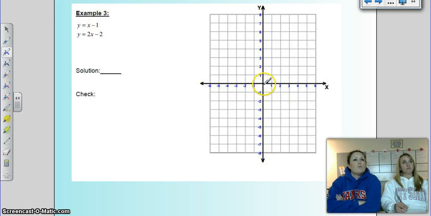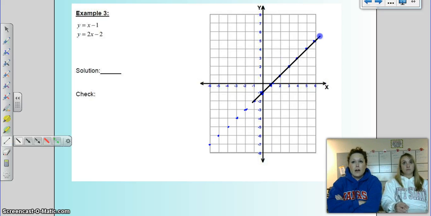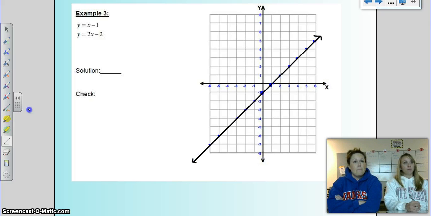All right, so we have y equals x minus 1. So down to negative 1 for my y-intercept. So I plot the first line, and my slope is up and over, because we know that x has a coefficient of 1 and a denominator of 1. Go back to the y-intercept, down and left. Now we're going to use our straight edge, connect the dots, put arrows on the end. Okay, done with that one.